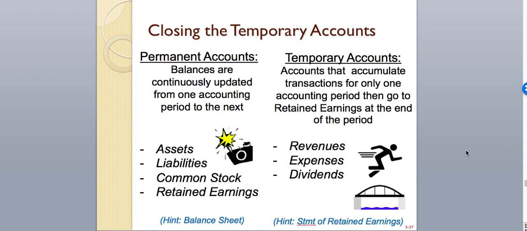So as you recall from last lecture, the temporary accounts are those accounts that we only track for a period of time, and then at the end of that period of time, they're gone, and we start over again. So those are going to be our revenues, expenses, and dividends. Everything that went into the statement of retained earnings. Those should all be zero.